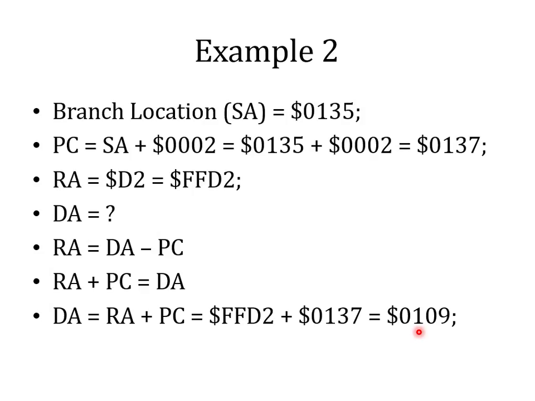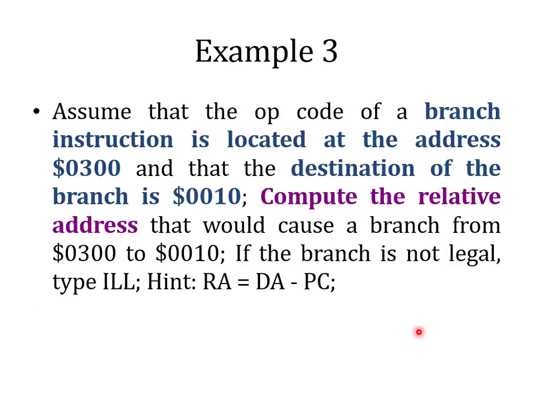Any question here? Let's look at another example. Let's say in this question I'm given that the branch instruction is located at 0300. That means your source address is given. You are also given the destination address in the next line. The destination address is 0010, and you have to calculate the relative address using the formula. It should be very easy, right?